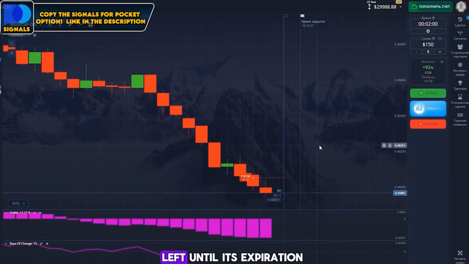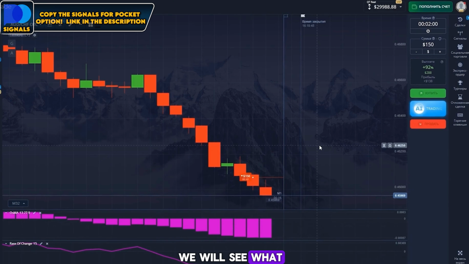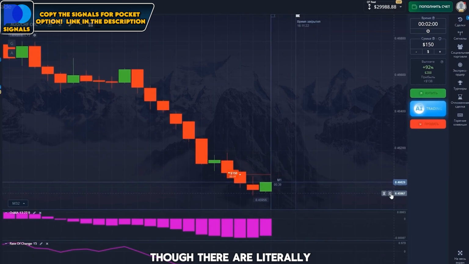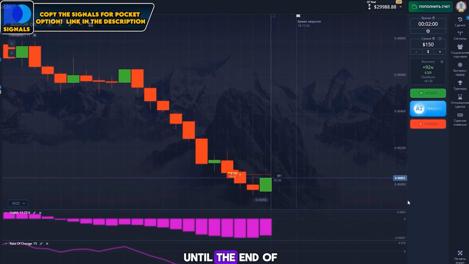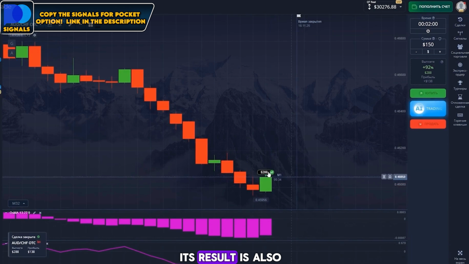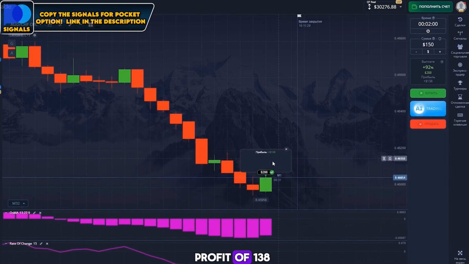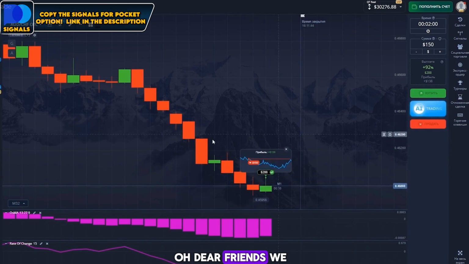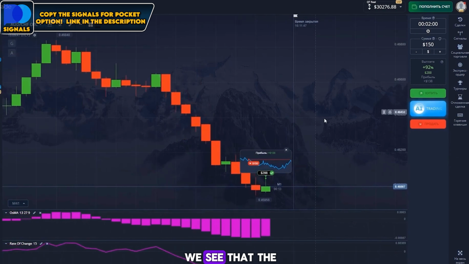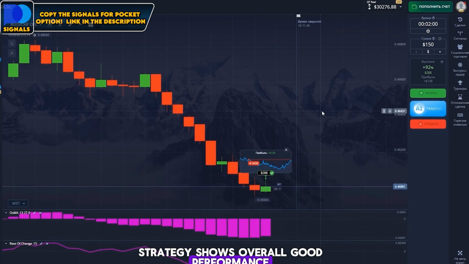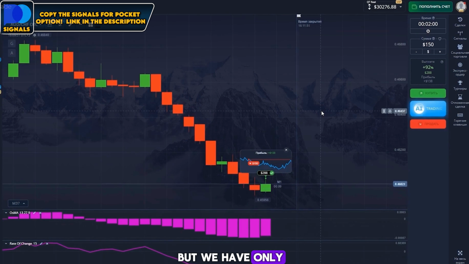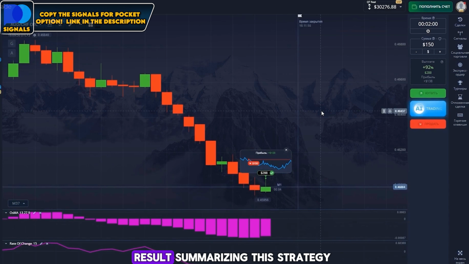There are 40 seconds left until its expiration. We will see what the final result will be. So, there are literally 3 seconds left until the end of our second trade. Its result is also positive, with a net profit of 138. Well, dear friends, we will not stop here. We see that the strategy shows overall good performance, but we have only opened 2 trades. Let's open 1 or even 2 more trades and see the final result.